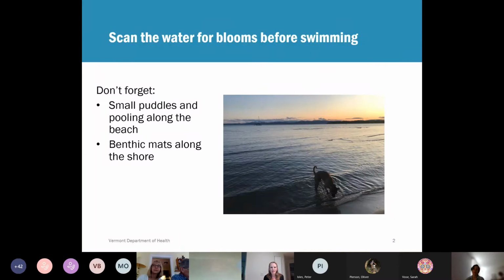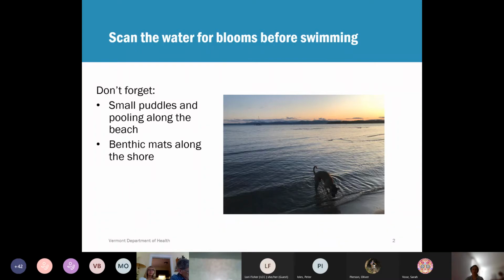So the first thing I wanted to mention is that we want everybody to get in the habit of scanning the water for cyanobacteria blooms before swimming, which might not be something that everybody is doing currently. And in addition to looking at the main water body where you're planning to go swimming, don't forget if there's a beachy area to look at the small puddles and pooling along the beach, because cyanobacteria can grow in those little puddles and kids might play in those, dogs might drink from them.